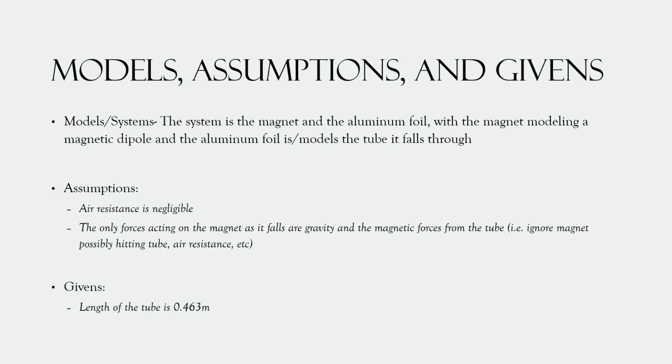The model assumptions given for this lab are that our system is the magnet itself and the aluminum foil, with the magnet modeling a magnetic dipole, and the aluminum foil modeling the tube it would fall through. Some assumptions to be made are that air resistance is negligible. The only forces acting on the magnet as it falls are gravity and magnetic forces from the tube, i.e., we'll ignore the magnet bumping the tube, air resistance, etc. And the given length of the tube is 0.463.